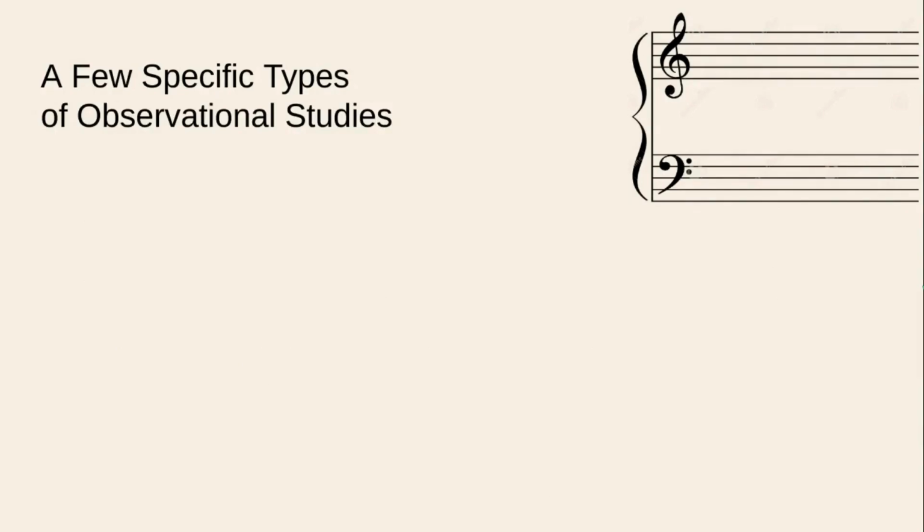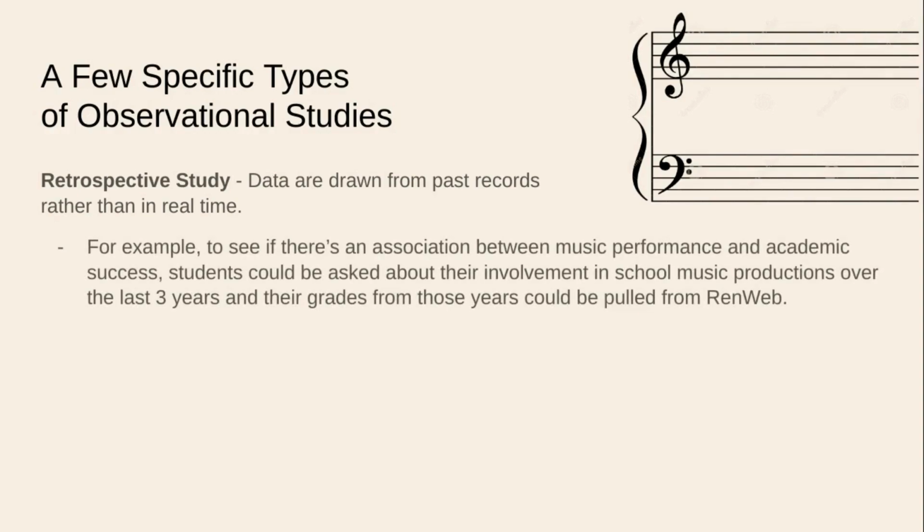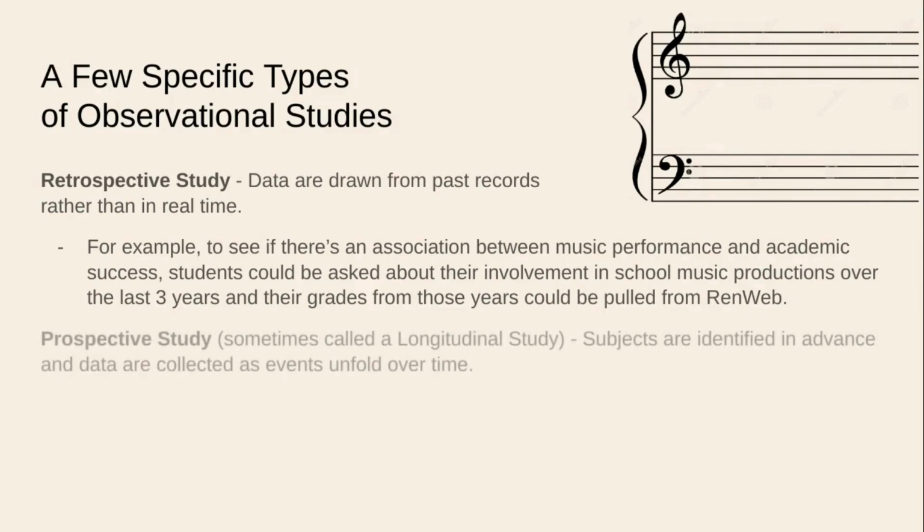Let's talk about a few specific types of observational studies. A retrospective study is an observational study in which data are drawn from past records rather than drawn from a real-time study. So, for example, if you see there's an association between music performance and academic success, students could be asked about their involvement in school music productions over the last 3 years, and their grades from those years could be pulled from RenWeb or whatever data-keeping software the school would use.